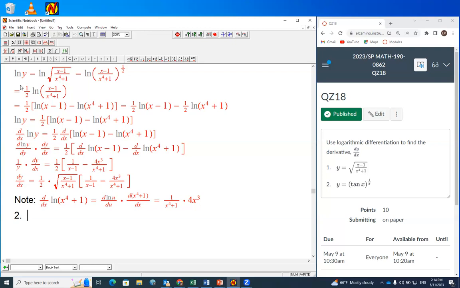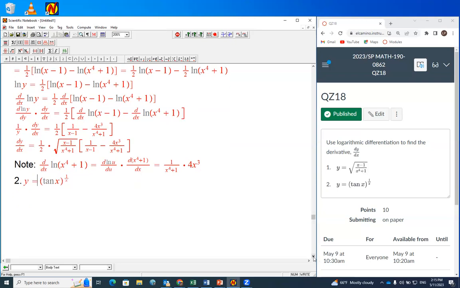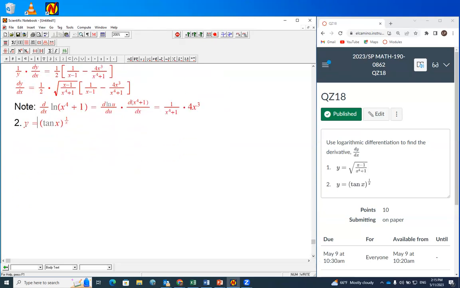Okay. Number two, we are differentiating tangent x raised to the power of 1 over x. But for this function, we have to use logarithms to differentiate. So we're going to take a natural logarithm.